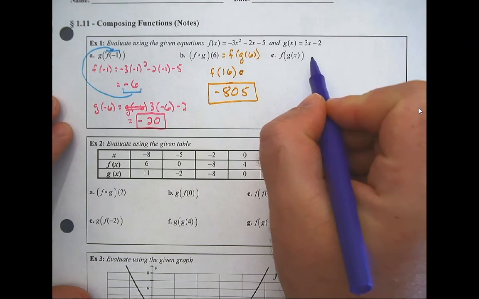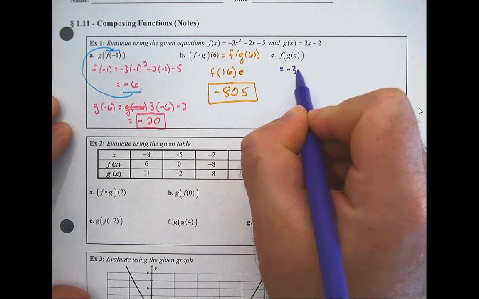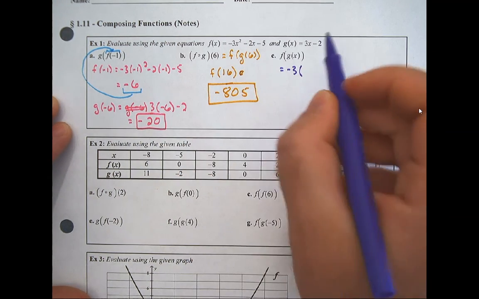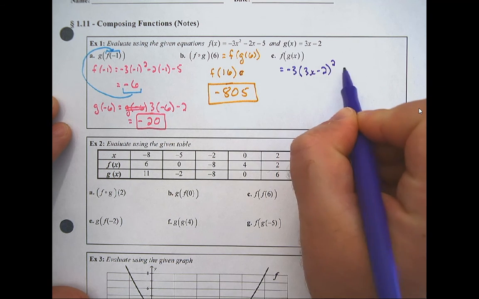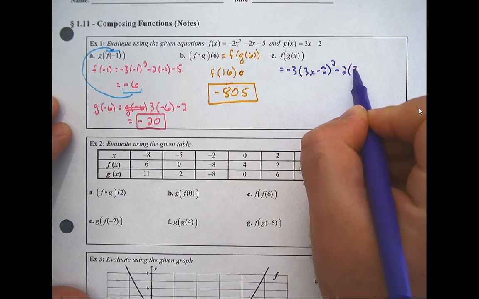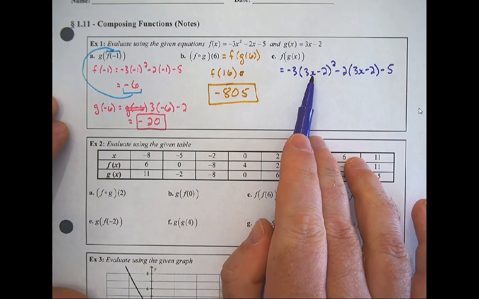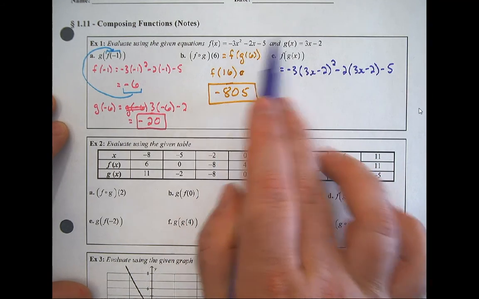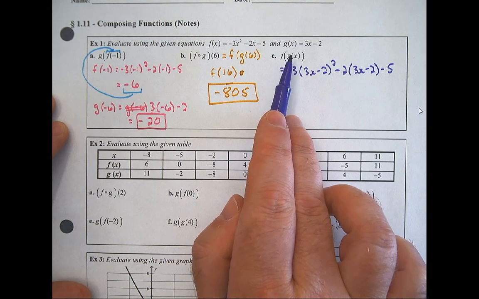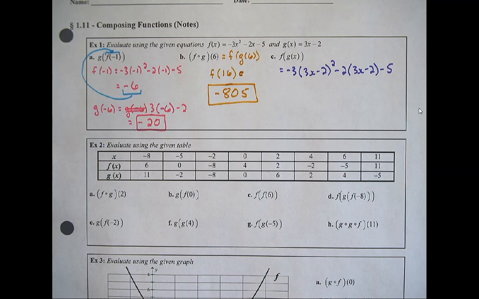So now that's going to say negative 3 times the quantity of 3x subtract 2 squared, subtract 2 times the quantity 3x subtract 2, subtract 5. Notice what I did here is I took out the x's in this equation and replaced them just like we did here. This says f of g of x. That means all these x's are going to be replaced with the g of x function. Now I will calculate this.